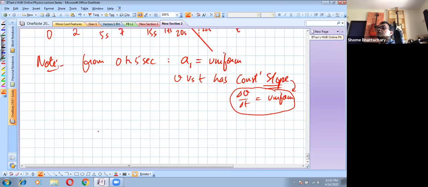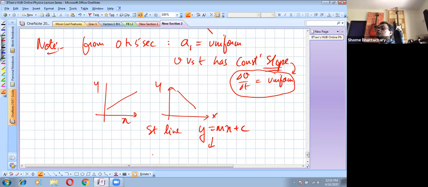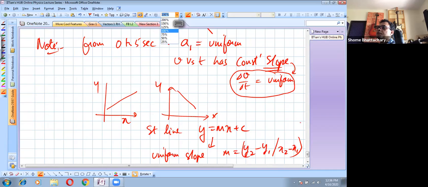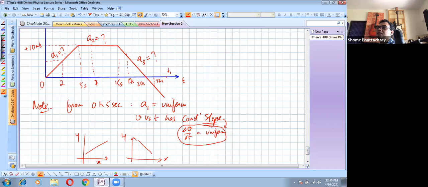Now, anything which is a straight line, whether it's a straight line like this or a straight line like this, of the type y is equal to mx plus c, always has a uniform slope. That is a property of a straight line. And that uniform slope m is given by y2 minus y1 upon x2 minus x1. So this is the maths theory that we'll be using over here. I'm coming to the application, but just absorb this information. You can see from 0 to 5 seconds, it's one straight line with a uniform slope.